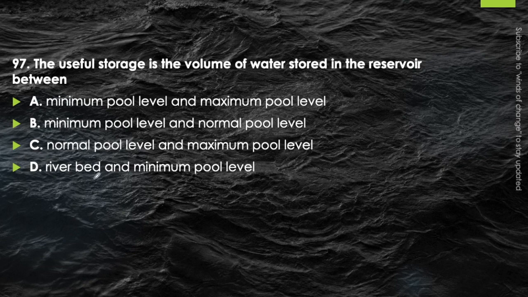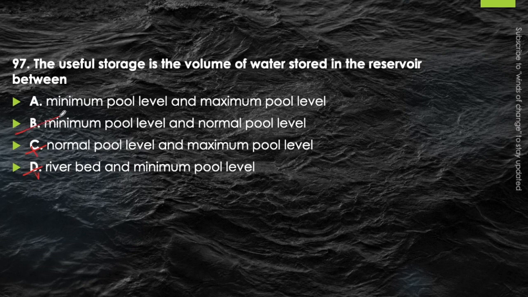Riverbed and minimum pool level, this one is called the dead storage, and normal pool level and the maximum pool level will be called surcharge storage. So these two cannot be the answer. This is surcharge storage and this is the dead storage. Now the two options left are minimum pool level and maximum pool level, or minimum pool level and the normal pool level. So the useful storage is between the minimum pool level and normal pool level.